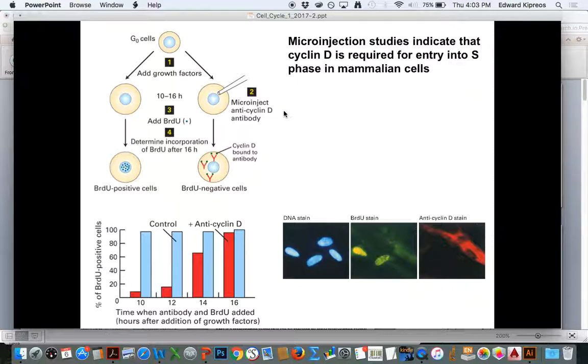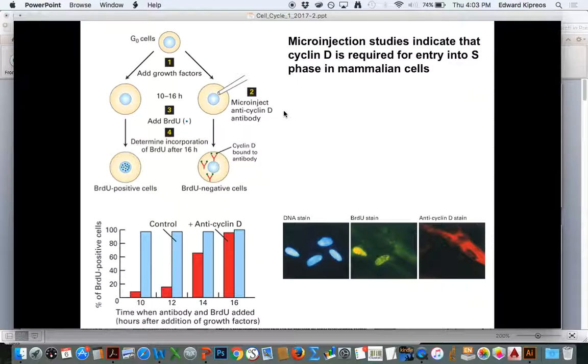During that time, you're going to add BrdU, which is a thymidine analog. Instead of dTTP, it'll turn into BrdUTP, and it'll get put in wherever a thymidine base would get put in. So instead of a T base, it'll be BrdU, and you can follow it. You can follow DNA replication by asking whether BrdU got put into the DNA. You're going to have two sets of cells. Both of them are coming back into the cell cycle, and in this one you've injected an antibody against cyclin D. The antibody is going to bind cyclin D and keep it from working.